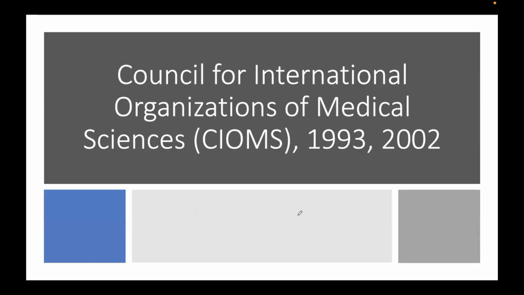Then came the CIOMS, which was penned in 1993 and further amended in 2002. So CIOMS stands for the Council for International Organizations of Medical Sciences. Remember, you cannot achieve a certificate of good clinical practice, or GCP, to be an investigator or a researcher in a clinical trial unless you go through this historical timeline.